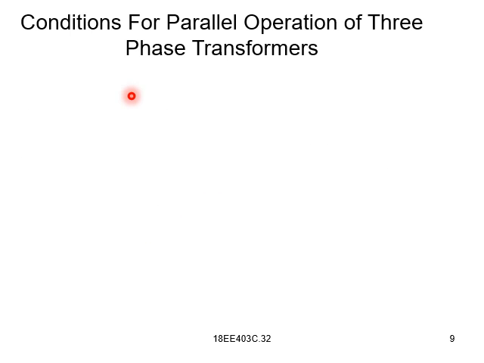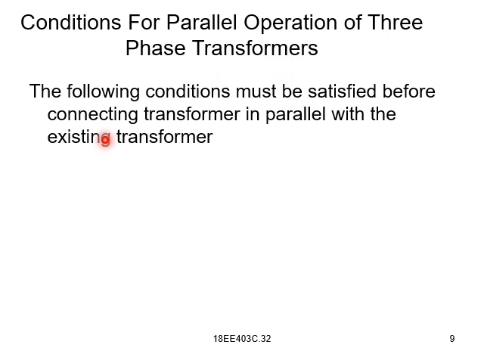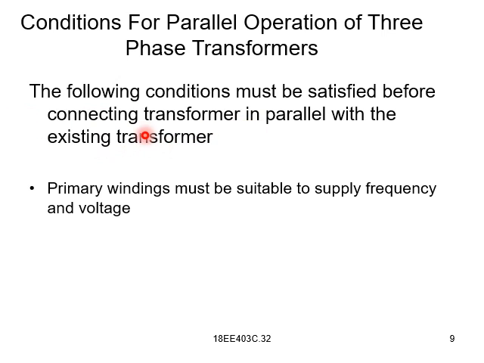Then finally, moving on to the conditions for parallel operation of three-phase transformers. The following conditions must be satisfied before connecting a transformer in parallel with the existing transformer. So already there is a transformer and we need to fix another transformer in parallel to it. Just be cautious. These are the main conditions.